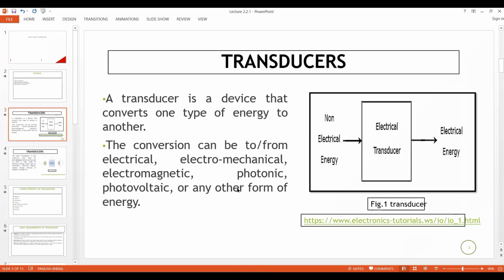A transducer is a device that, as I already discussed, converts one type of energy to another. You give a non-electrical signal, and it converts it into an electrical signal. The input signal can be mechanical, electromagnetic, photonic, or photovoltaic. There's a difference between photovoltaic and photonic. Photonic sometimes also deals with quantum computing, grid computing, discrete computing, and also with qubits, but photovoltaic is related to sunlight. So: photovoltaic, photonic, electromagnetic, electromechanical.